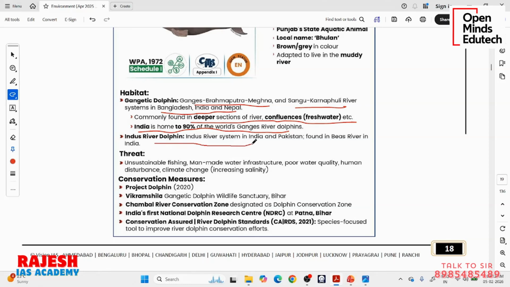Indus River dolphin, Indus River system. This is about Ganges, and this is Indus. The Indus River system is in India and Pakistan, so you will find them in both. In India, Indus River dolphins can be found in the Beas River.